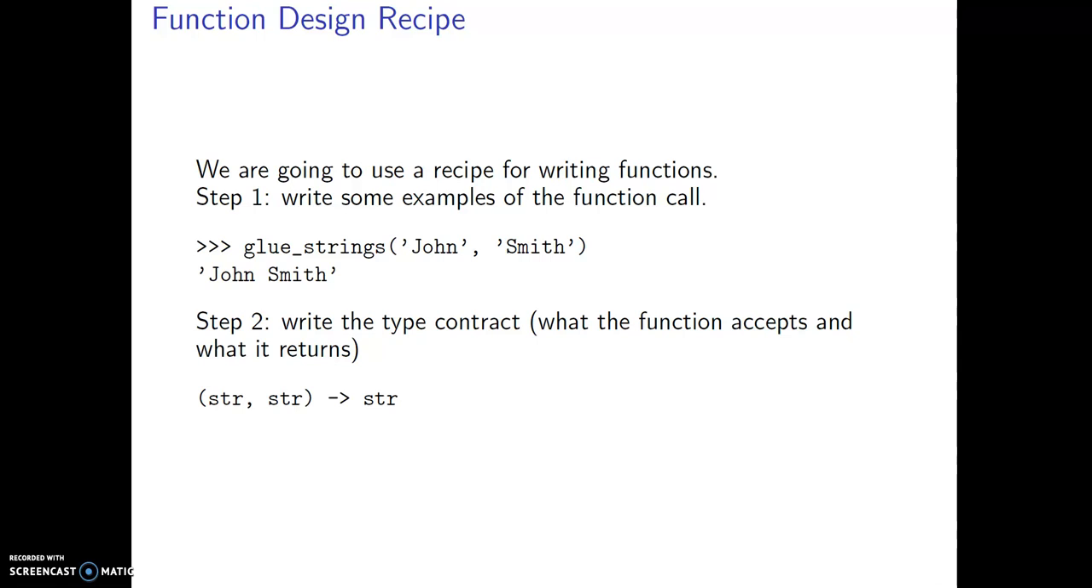Step 2, write the type contract. What we mean by that is what kind of value are you going to accept and what are you going to return? So here we have two things that are arguments in our function glue underscore strings. Notice they are both character strings, John and Smith. And then what's the output? A new character string. So we're taking two character strings and making one.